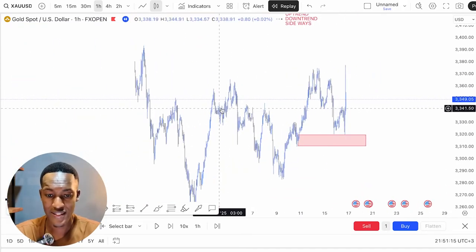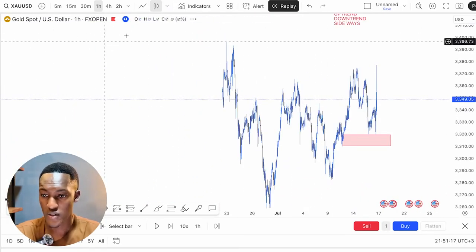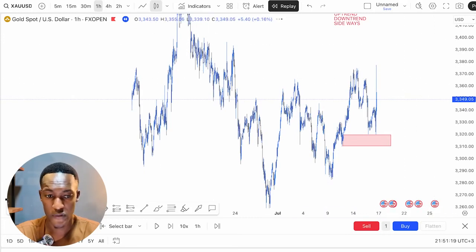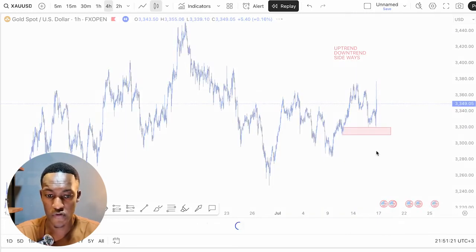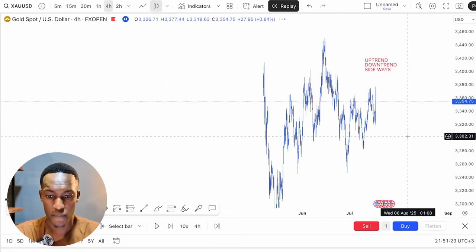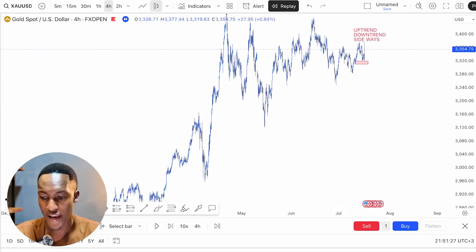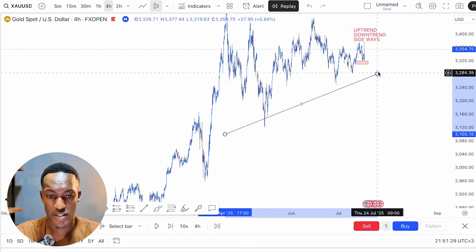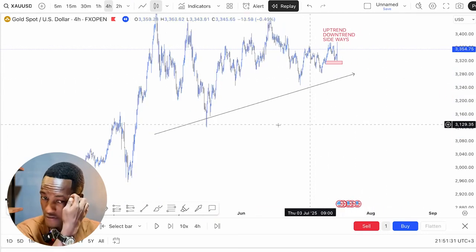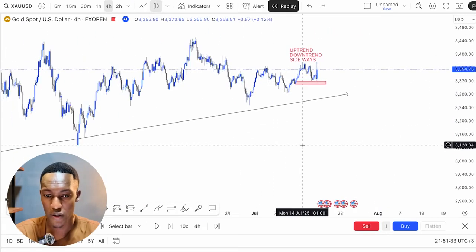Now, if we look at this example here, this gold, we can start from the H4 and see how the price has been moving. On the H4, we can clearly see we have an uptrend. We've seen the price pushing to the upside. So that's very, very important to keep in mind.